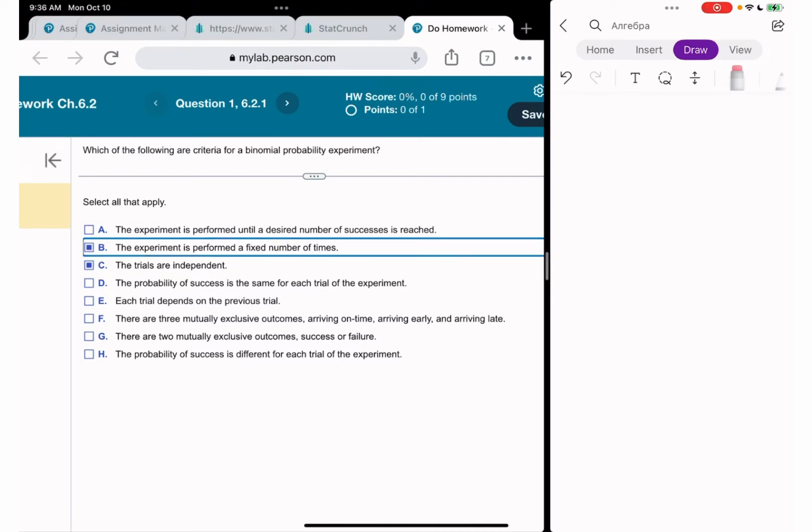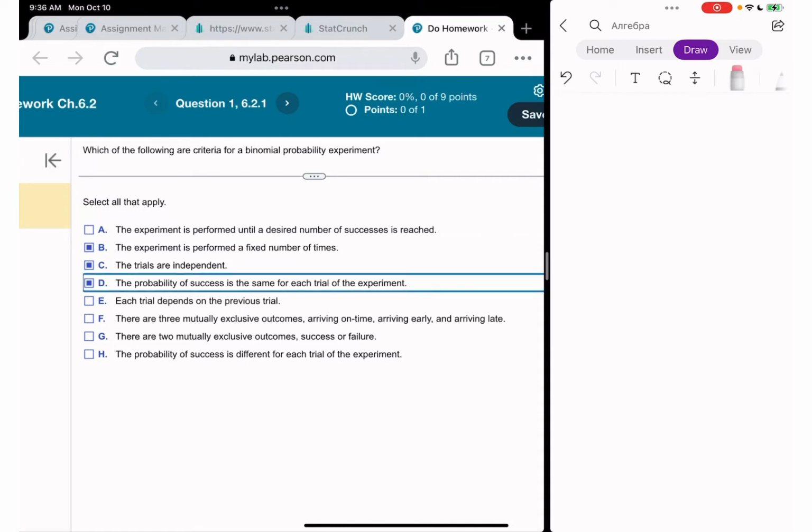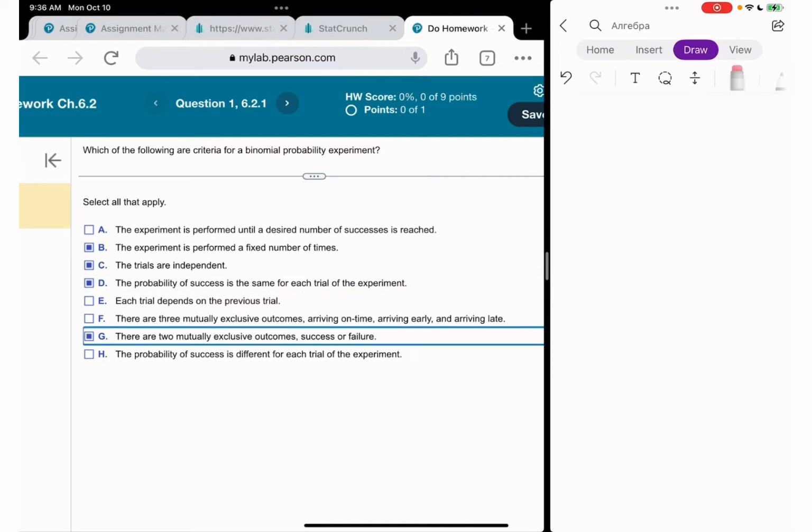Next, the probability of success has to be the same from trial to trial. What does that mean? It has to be the same. That means the trials don't depend on each other, which means that trials are independent. We already picked it. Okay, and there are 2 mutually exclusive outcomes. One is success, one is failure. Where is it? Here it is.